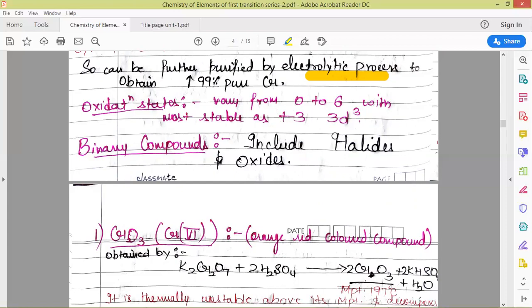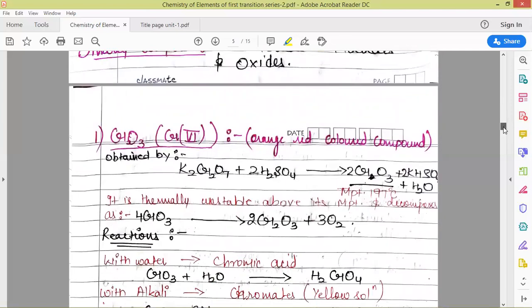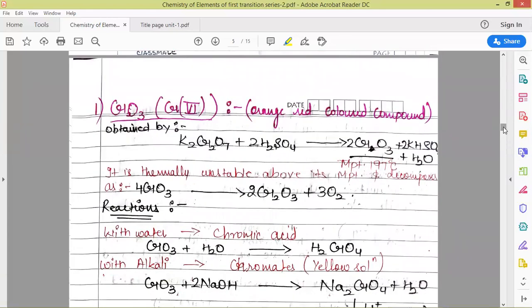Now we come to the binary compounds of chromium. Binary compounds again include halides and oxides, which we are going to discuss. So the first binary compound which we are taking up is CrO3.